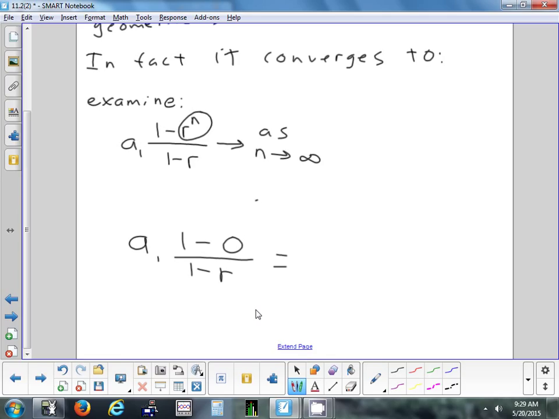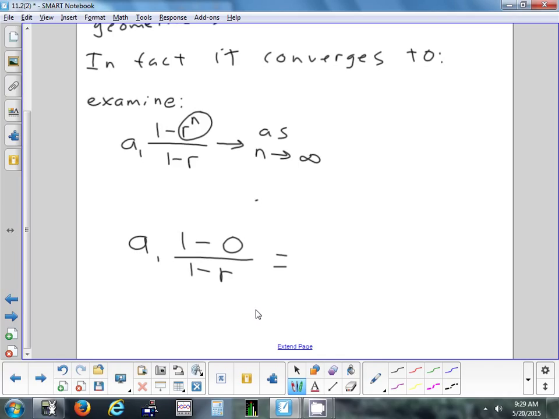How could I simplify that? 1 over. Not quite. There's nothing I can do with that denominator. Yeah, the denominator is going to stay the same. So it's going to be just 1 over 1 minus r. There's something else there too we forgot about. That a sub 1 over 1 minus r.